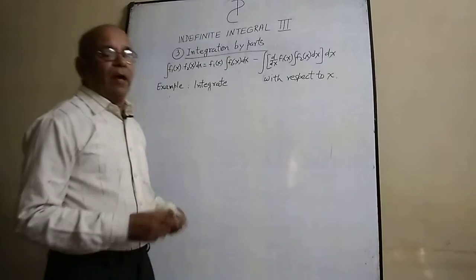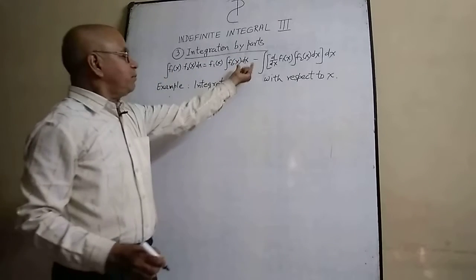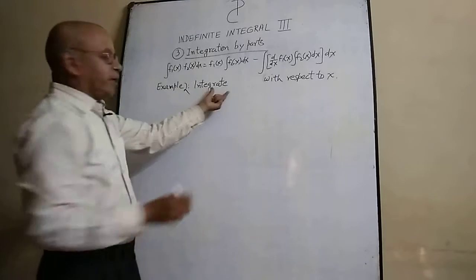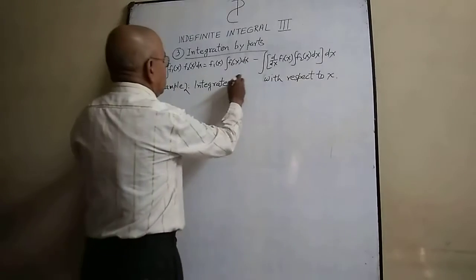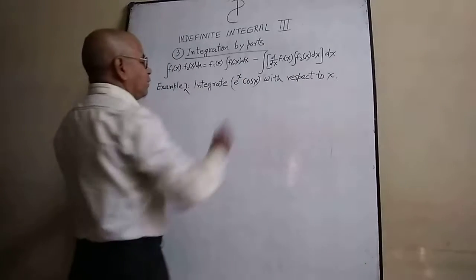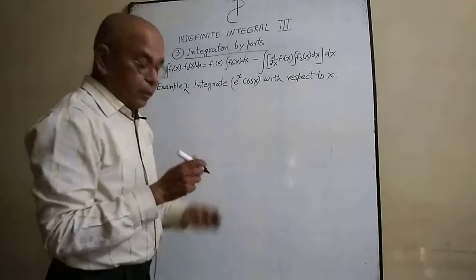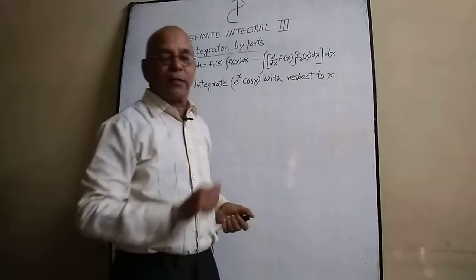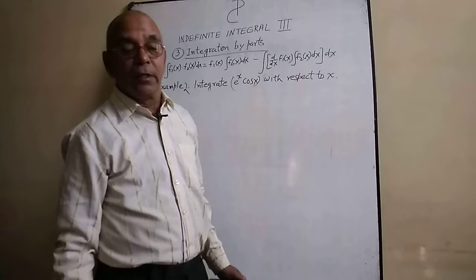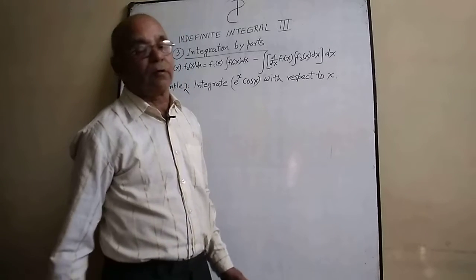Now take a function to integrate. This is my formula, and this is example number 2. We can say that we integrate e to the power x cos of x with respect to x. I select this question because the differentiation of e to the power x is e to the power x, and the integration of e to the power x is also e to the power x. The differentiation of cos x is minus sin x, and the integration of cos of x is sin x.